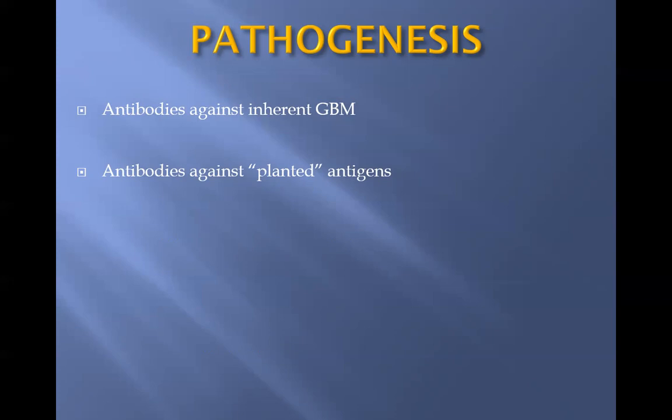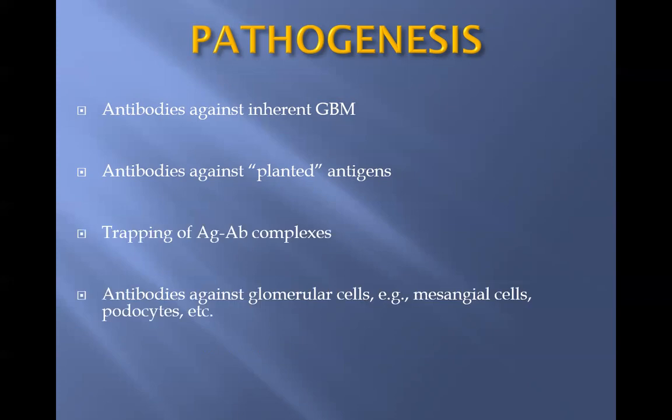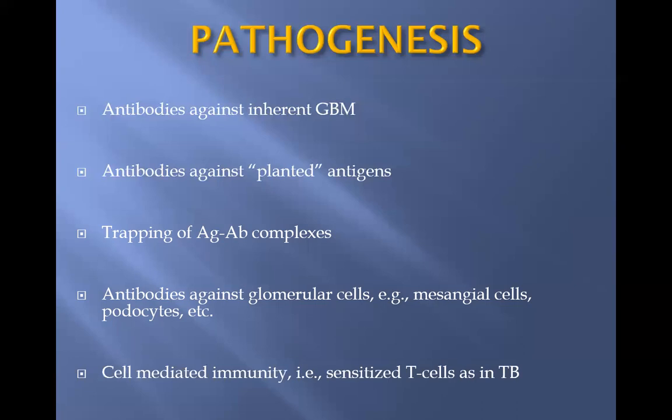Number three, trapping of antigen-antibody complex. Wherever there is an antibody-antigen complex, it goes in the blood, and all blood has to pass through the kidney, so they go and deposit in the kidney. Number four, antibody against glomerular cells like mesangial cells or monocytes, or cell-mediated immunity like sensitized T cells as well.